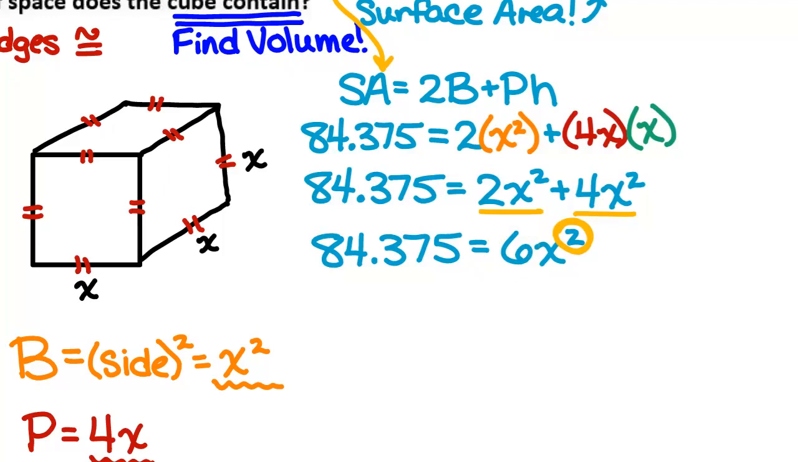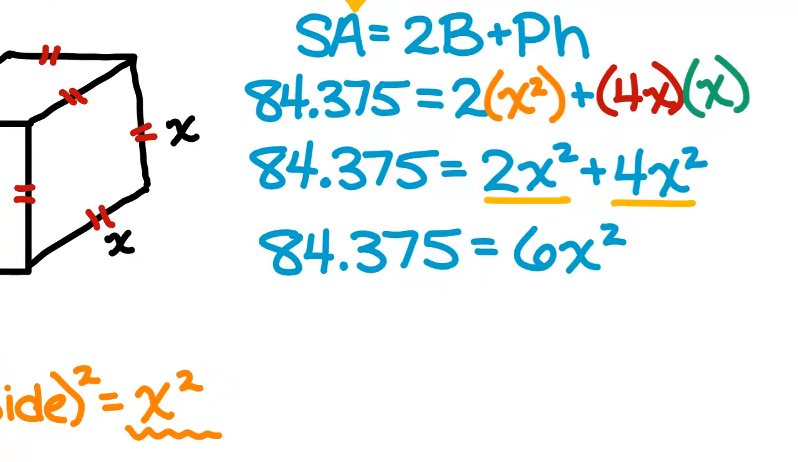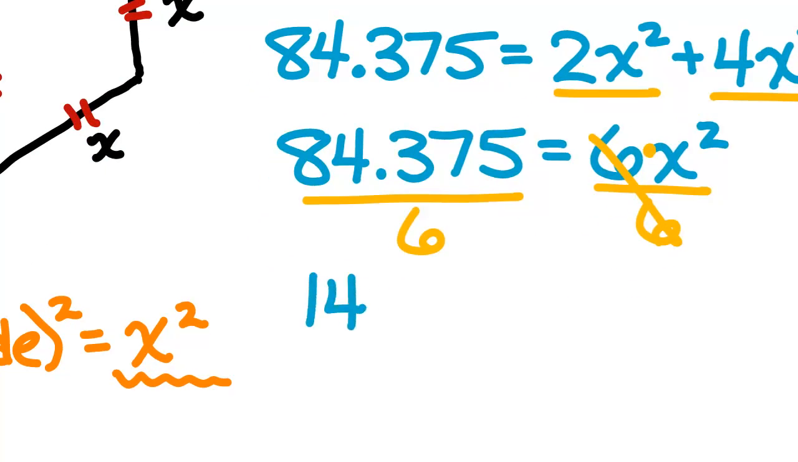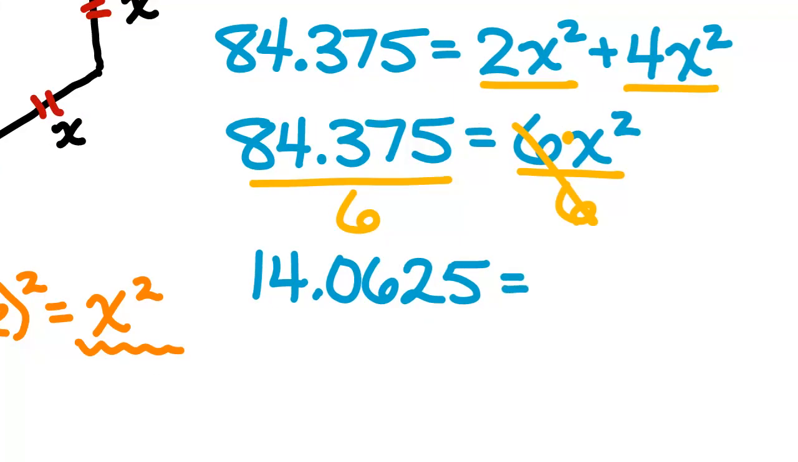The 6. We always have to undo any multiplication or division before we get rid of any exponents. So we're going to divide both sides by 6. What do we get when we divide both sides by 6 here? 14.062. Was there one more number after that? 5. Let's go ahead and write them all down since it ends at 4 decimals. 14.0625 is equal to x squared.